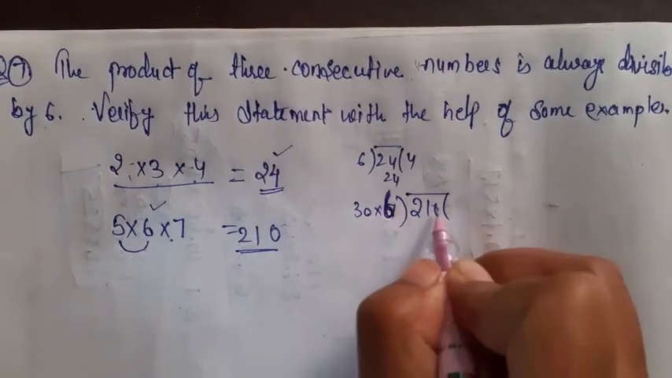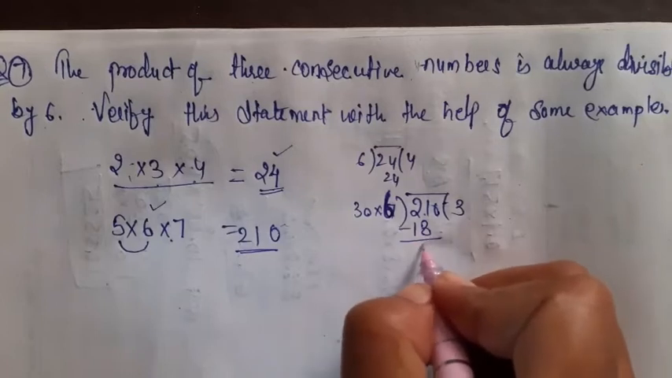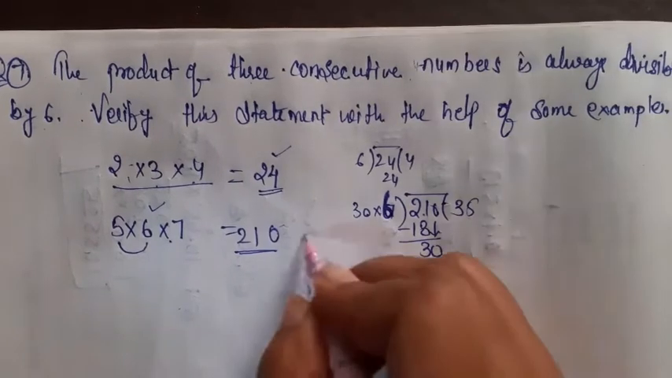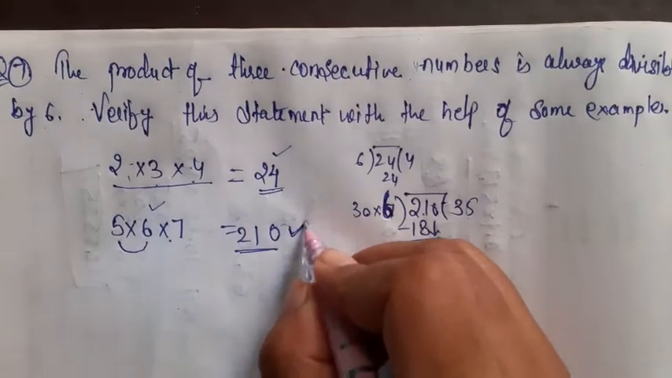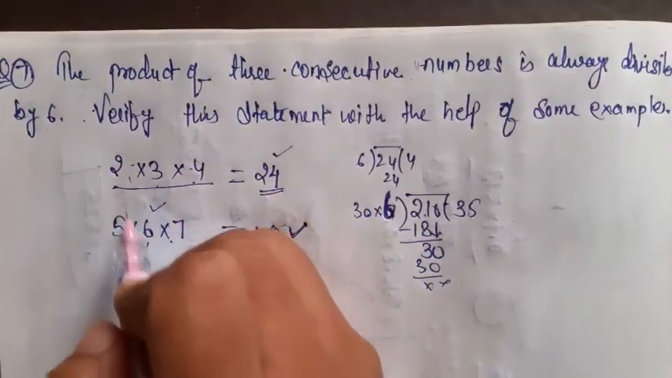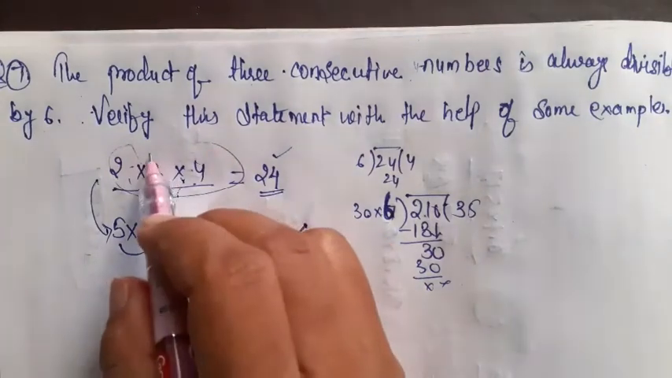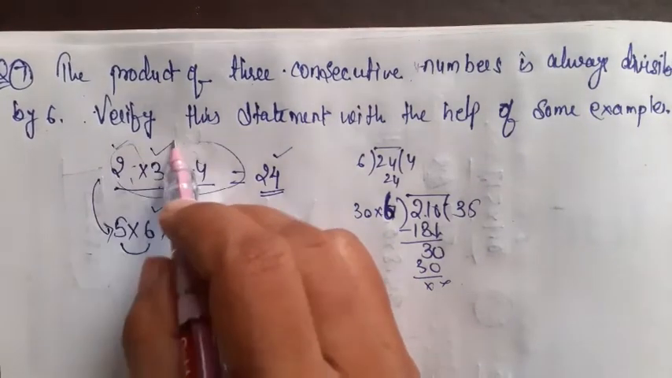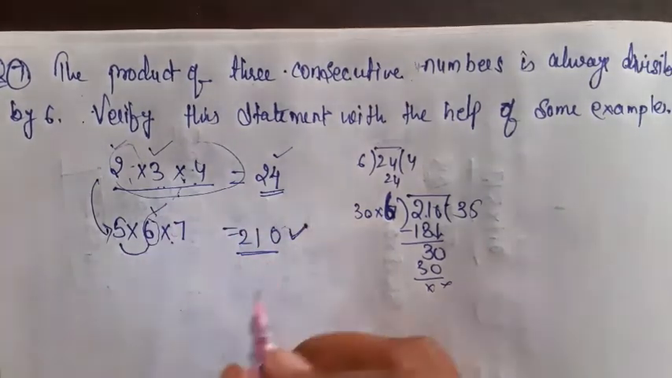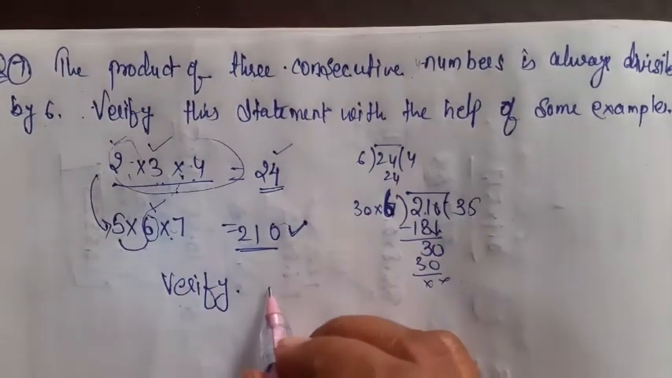Now check this value. 6 times 3 is 18, and 21 minus 18 leaves 3. Next I write 0 here. 6 times 5 is 30. That means this value is also divisible by 6. That means this is verified. Why? Because in every set of consecutive numbers we have the factors 2 and 3, both factors of 6, and here we also have 6. That means this statement is verified here.